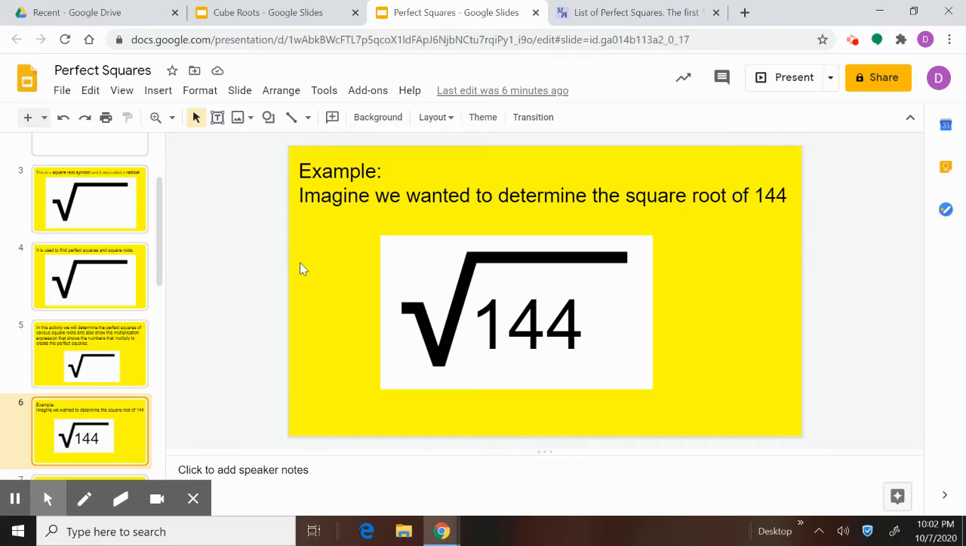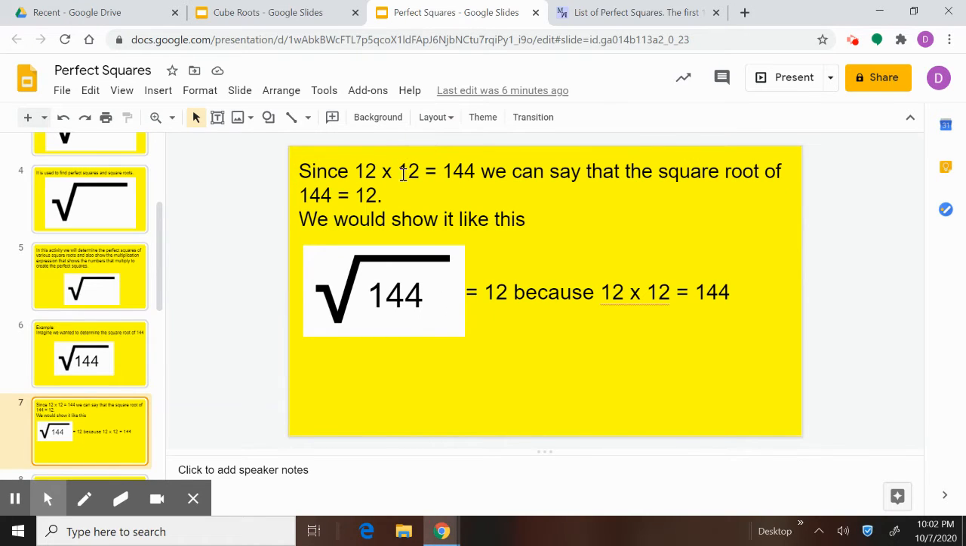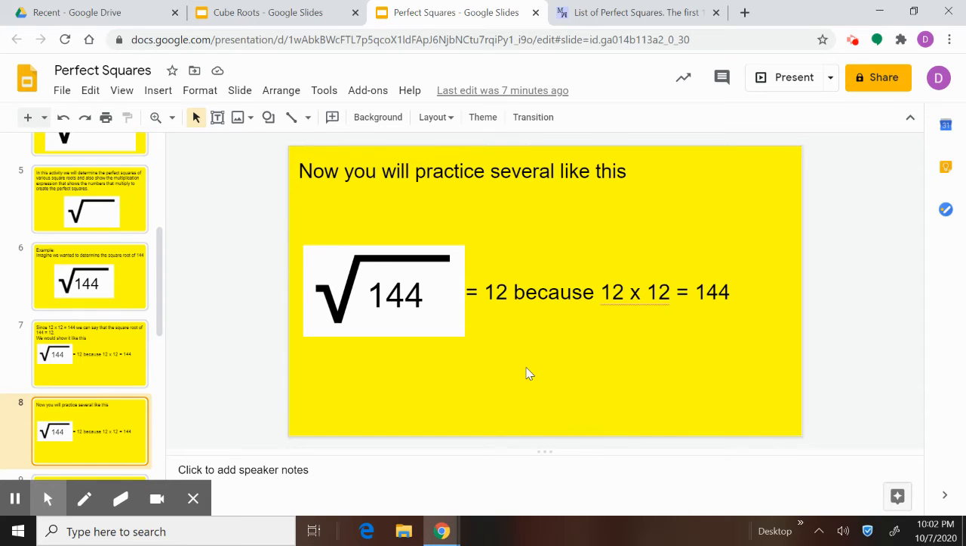So for example, imagine we wanted to determine the square root of 144. We have to know what number times itself would multiply to give us 144. Since 12 times 12 equals 144, we can say that the square root of 144 equals 12. We would show it like this: square root of 144 equals 12 because 12 times 12 equals 144. So the perfect square 144 equals 12 when you take its square root, because 12 times 12 equals 144. Hopefully that makes sense. Now you will practice several that look just like this.